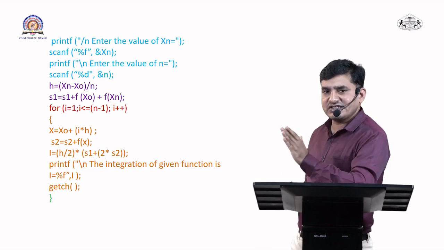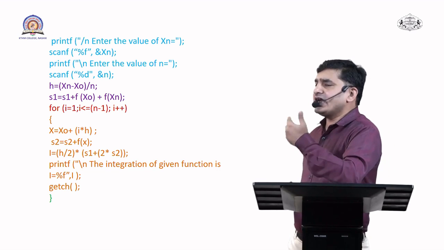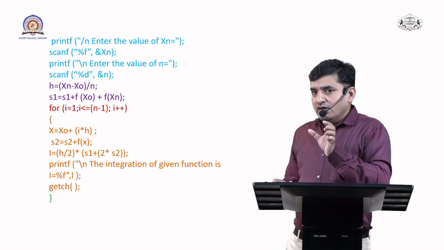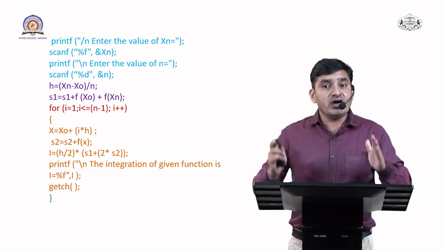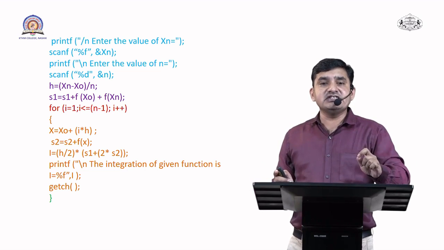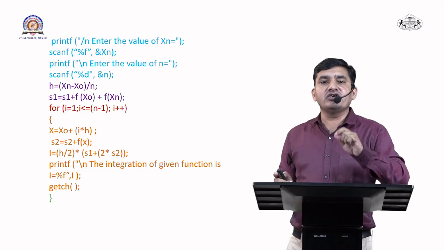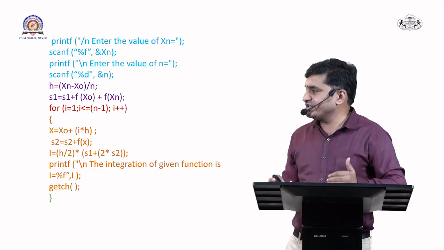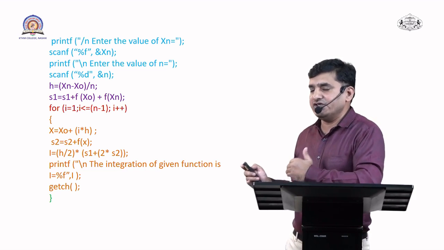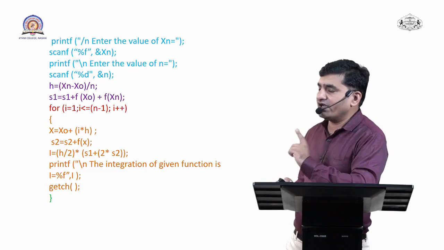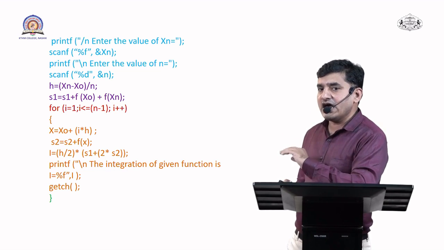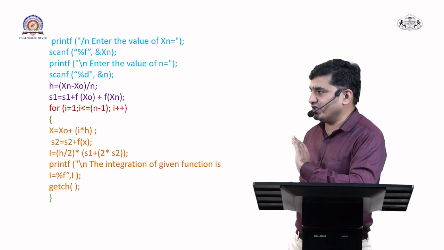So for that we initialize i is equal to 1. i is incremented while i is less than or equal to n minus 1. This loop is executed as long as the condition is satisfied. Now calculate x is equal to x0 plus i into h. First i is equal to 1 and therefore x is equal to x0 plus h. When i is equal to 2, x is equal to x0 plus 2h. When i is 3, it becomes x0 plus 3h.